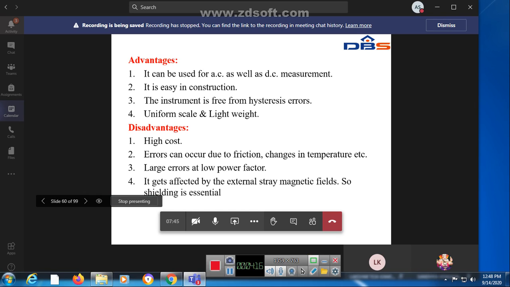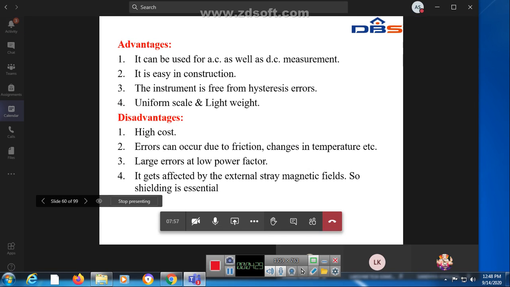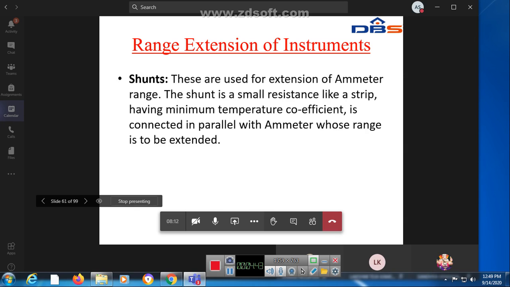It gets affected by external stray magnetic fields. Internally you are using two magnetic coils connected in series, so whenever an external magnetic field affects the electro dynamometer, errors occur. To protect it from external magnetic fields, shielding is essential. These are the advantages and disadvantages of an electro dynamometer.